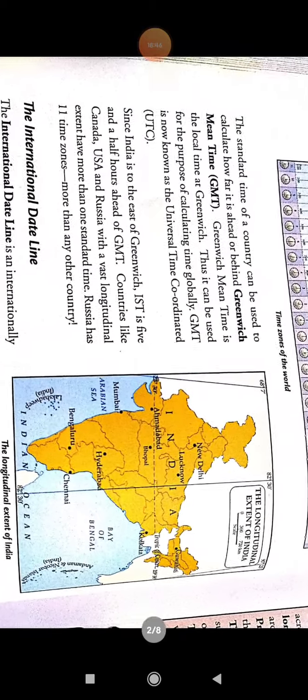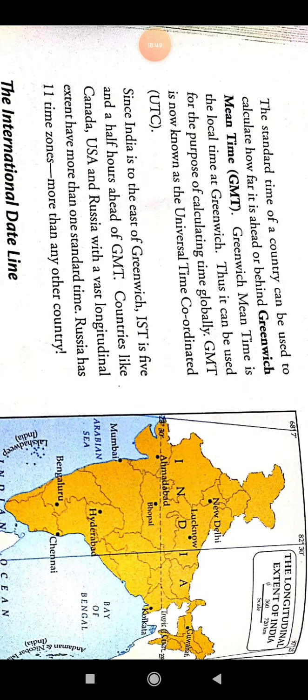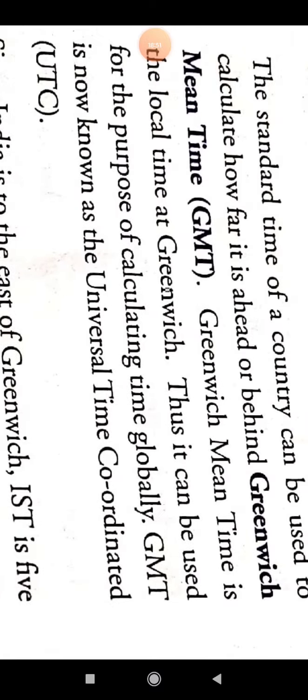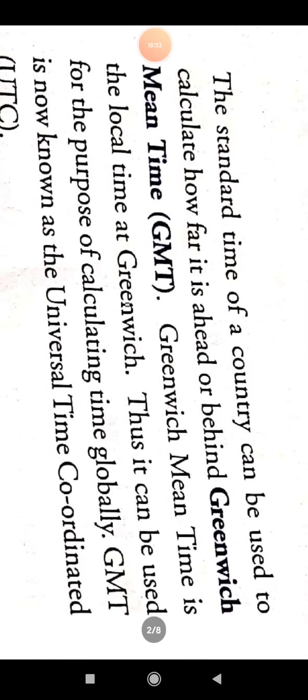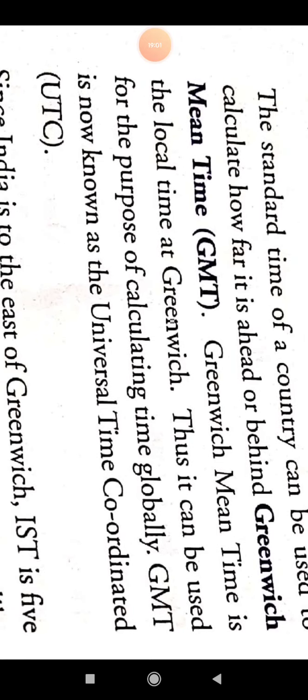Now the next. The standard meridian of a country can be used to calculate how far it is ahead of or behind Greenwich Mean Time. What is Greenwich Mean Time? Greenwich Mean Time is the local time at Greenwich. It can be used for the purpose of calculating time globally.